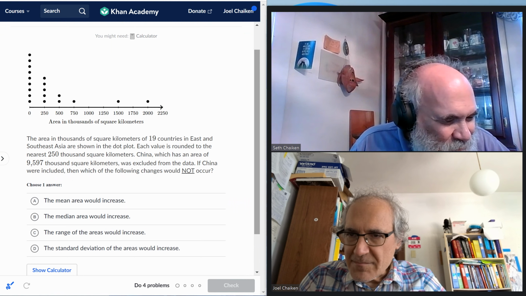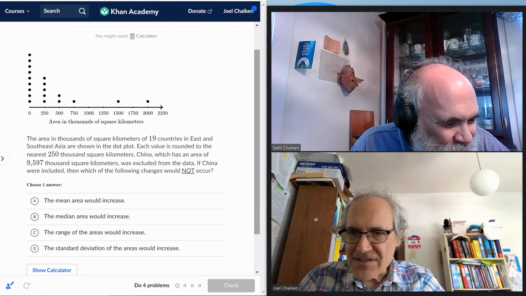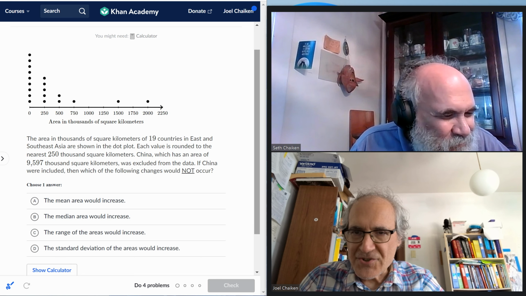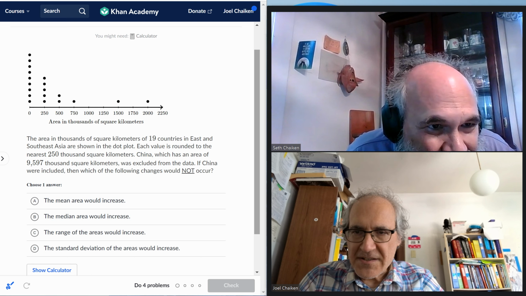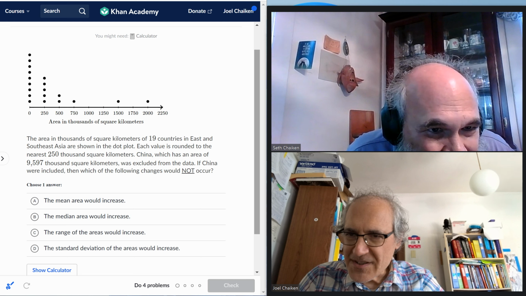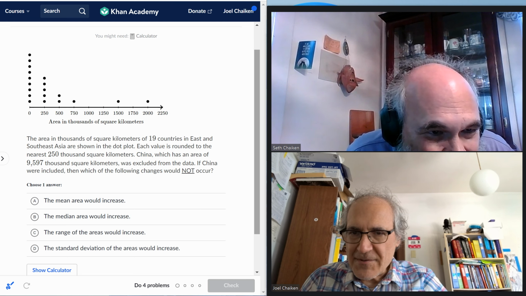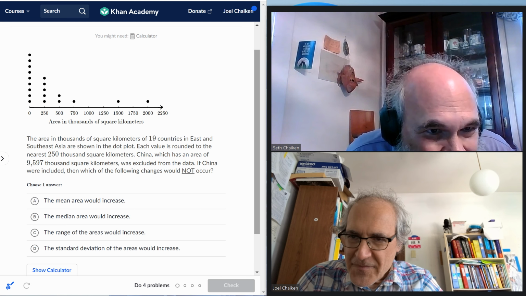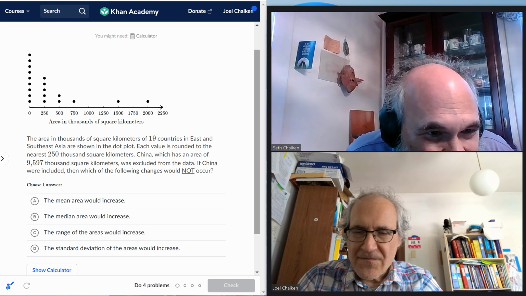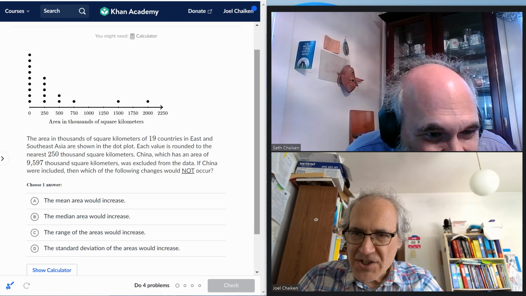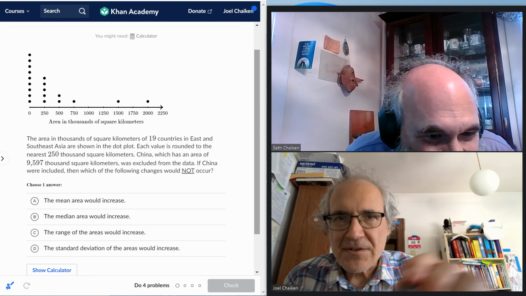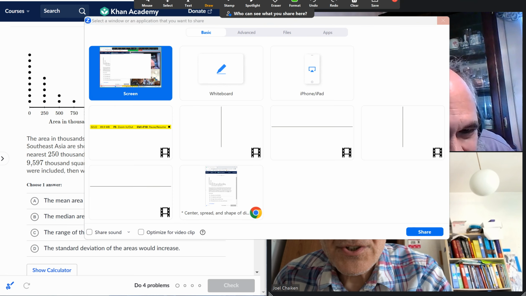We're given a plot there. The area in thousands of square kilometers of 19 countries in East and Southeast Asia are shown in the dot plot. Each value is rounded to the nearest 250,000 square kilometers. China, which has an area of a lot, was excluded from the data. Fine. If China were included, then which of the following would not change? Oh, wow. So you've got to do an annotation here.